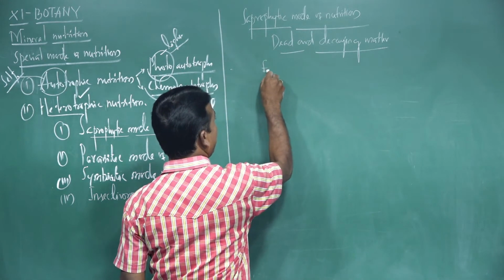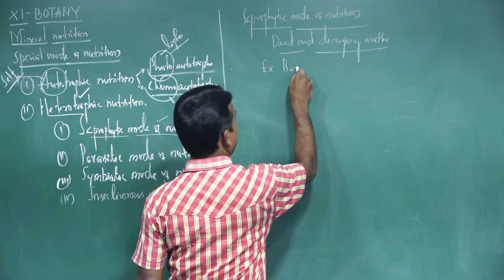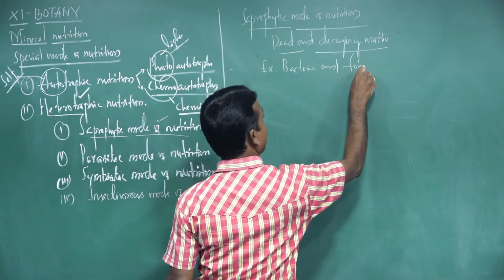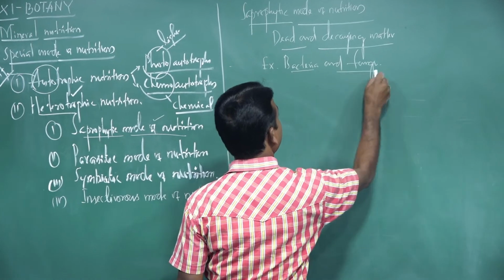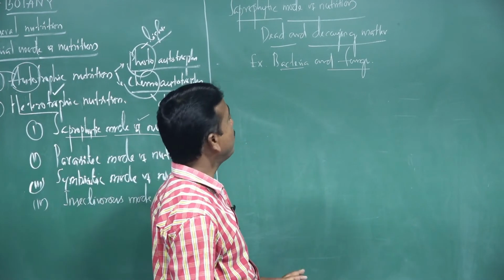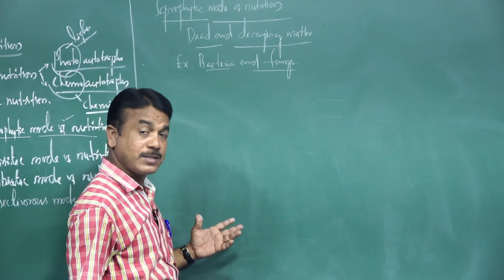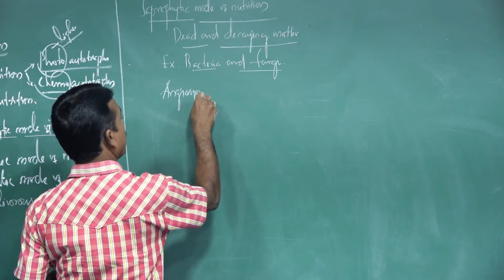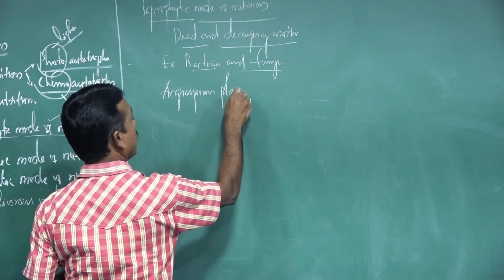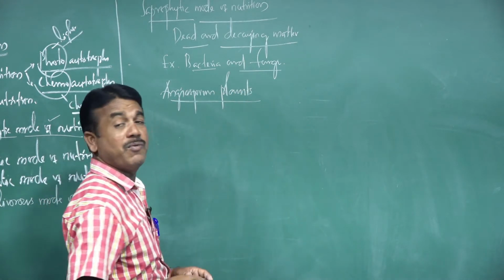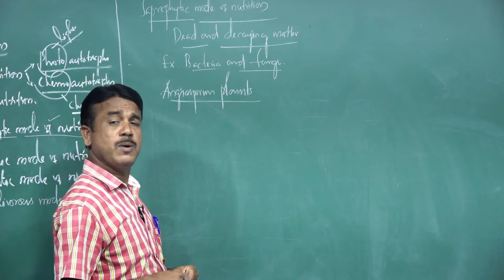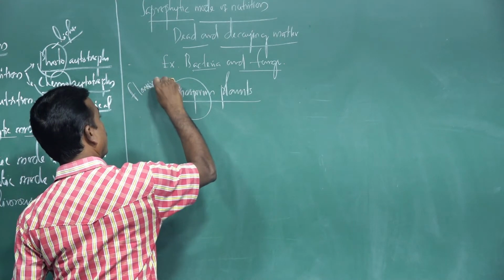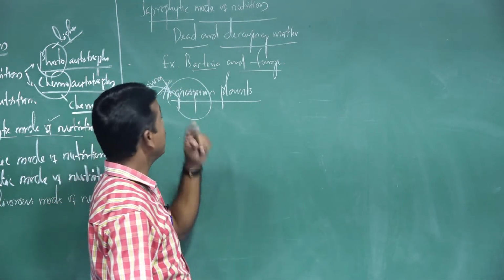A good example for saprophytes is bacteria and fungi. It's not only bacteria and fungi that come under this mode of nutrition. Some angiosperm plants also have the saprophytic mode of nutrition. You know the meaning of angiosperm: flowering plants. So flowering plants also have the saprophytic mode of nutrition.